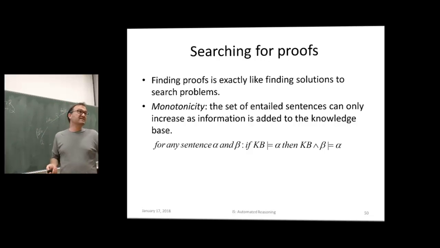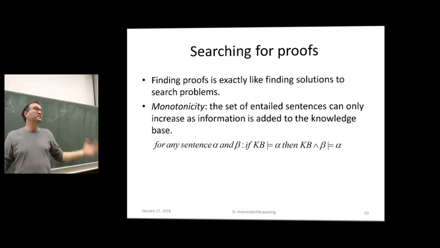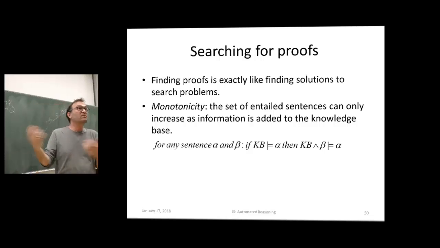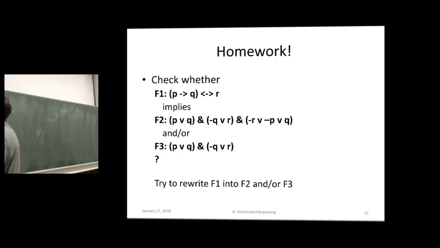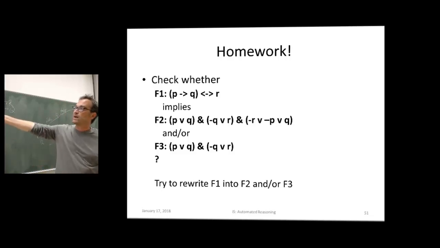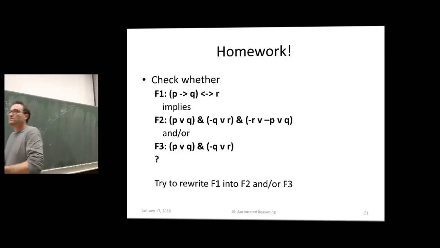The one property of these rules I used was monotonicity: whenever I add a formula, it's still true. So adding a formula that was entailed to the knowledge base doesn't change the semantics. That's an important property of logics. There are logics where this doesn't hold, and then you really get into trouble with your reasoning algorithms. And try at home, it's a good exercise, whether you can check whether this formula, F1, implies this one, and or both, whatever. That's just to make sure that you understand the basic idea of these rewriting algorithms.